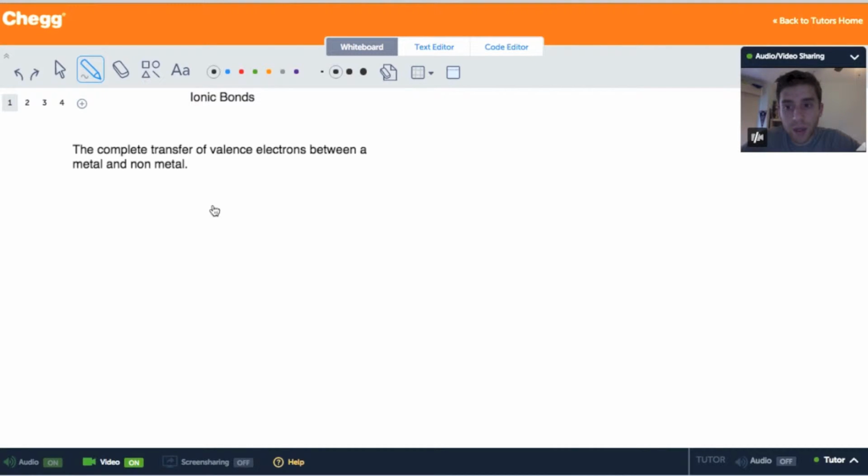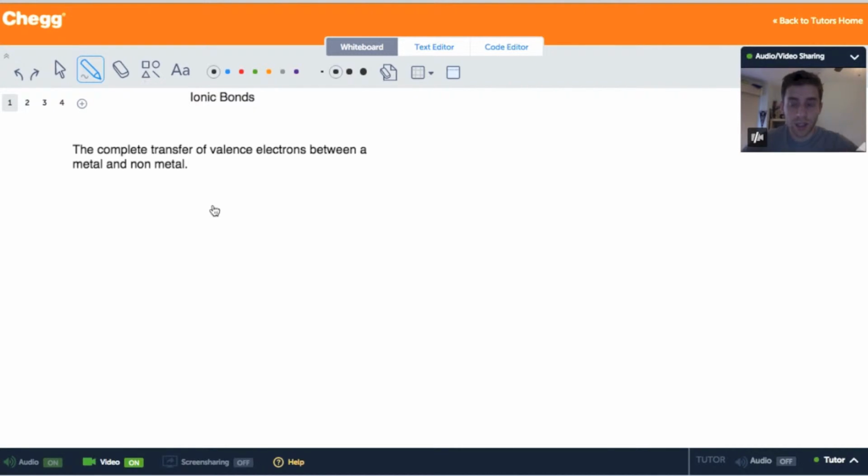Now, ionic bonds are the complete transfer of valence electrons, which are the electrons on the outermost shell in an atom, and they are the ones involved in bonding. And it's the complete transfer of valence electrons between a metal and a nonmetal. Now, in contrast to covalent bonds, which are the sharing of electrons between nonmetals, this is the transfer. So the metal gives up electrons while the nonmetal gains electrons.